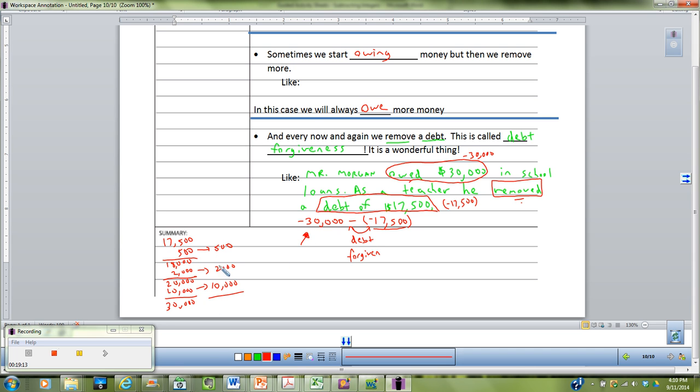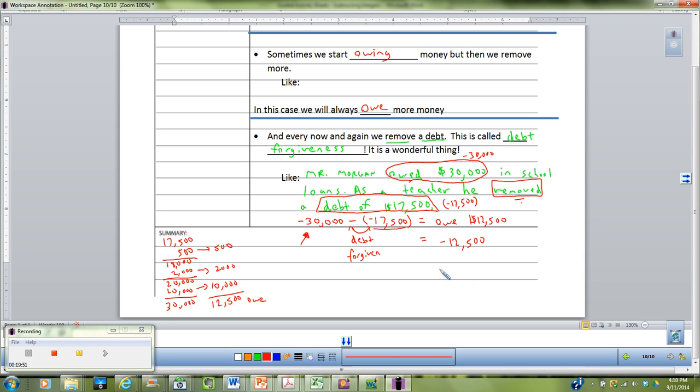So the amount that I still need to pay is going to be $12,500. And the question is, did I pay off the full amount? No, they only forgave me a portion of it. So I still owe this. So in this story, I will owe $12,500 still. That's better than the full $30,000. So my answer, since I owe it, is going to be negative $12,500.